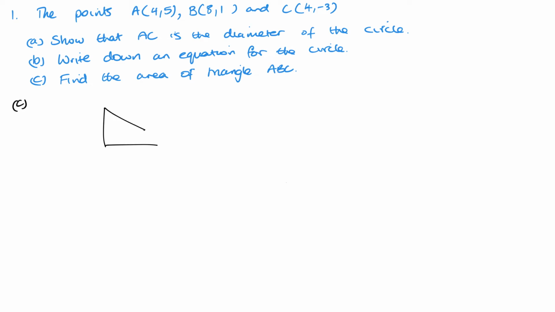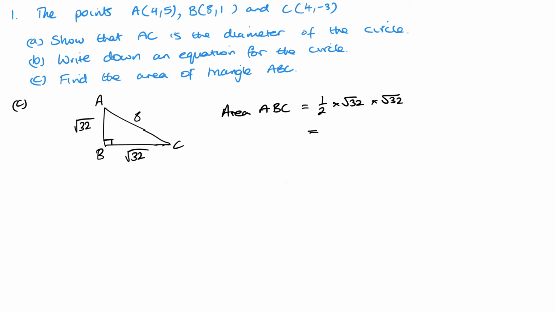Now, for part C, we want to find the area of the triangle. Remember that we have basically got a right angle triangle, haven't we? We know that the diameter is AC, so I could just pop the B in there. And we know that these distances, AB and BC, are going to be the square root of 32. And we know this one's 8, but we don't need that one. So the area of ABC is just going to be half base times height. So half times root 32 times root 32, or base times height divided by 2, however you prefer to do it. So root 32 times root 32 is just 32, times a half is 16. And what we like to do is put units squared on the end there, to show it's an area, and as we don't have any other measurements, just a unit.